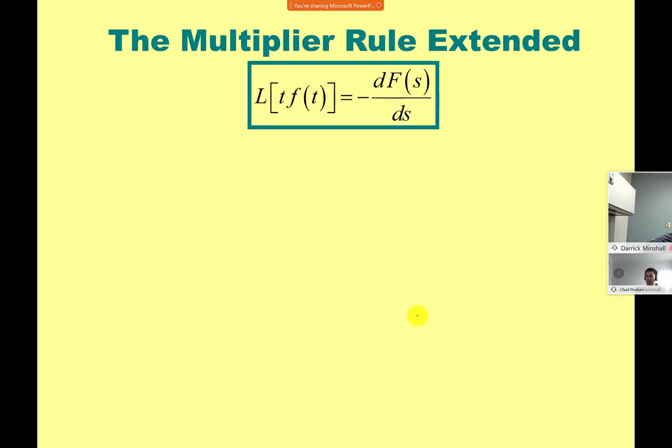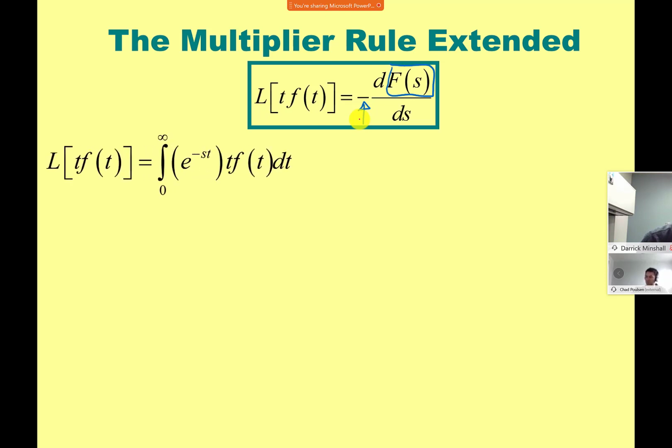But if you remember what the multiplier rule was, it said if you have t times a function and you need to transform it, you can transform the function, that's what this part is, and then you can take the derivative with respect to s of that transform, but you need to change the sign. We derived it and saw last time where that came from. Well, that turns out that generalizes to higher order as well, higher powers of t, and so I wanted to point that out. So we did this one.